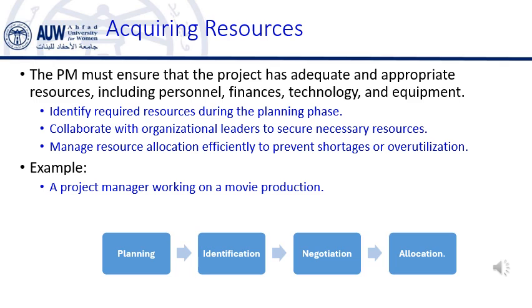Example. Let's say you are working on a construction project. The PM needs to identify what resources will be needed, such as labor, construction workers, materials, bricks, cement, steel, equipment, cranes, trucks, and tools. The PM must also consider the time required to get these resources and when they will be needed during the project timeline.